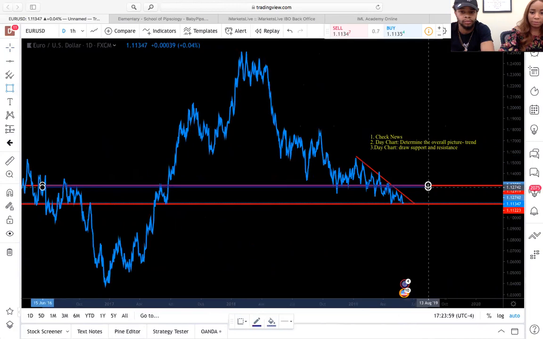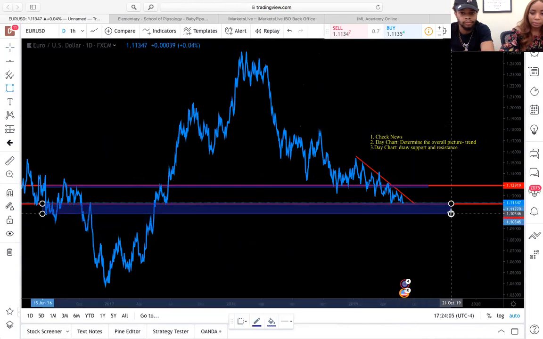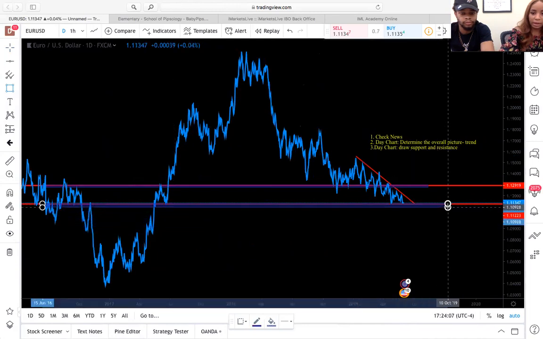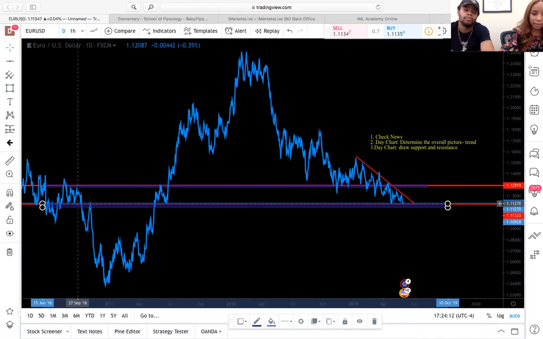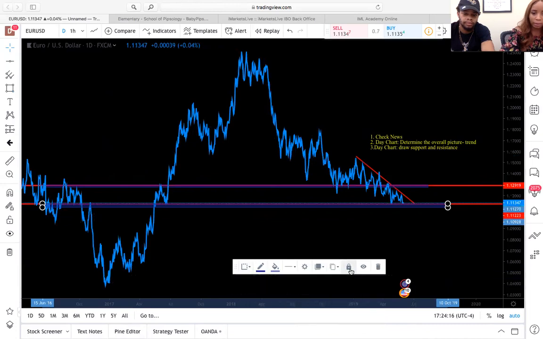And on the lower time frames, your zone is going to look a little bit bigger. That way, it breaks your zone instead of just a line, and it can be more accurate as opposed to just a line. Also, you can always press the lock button on your toolbar right here. That way it doesn't move.